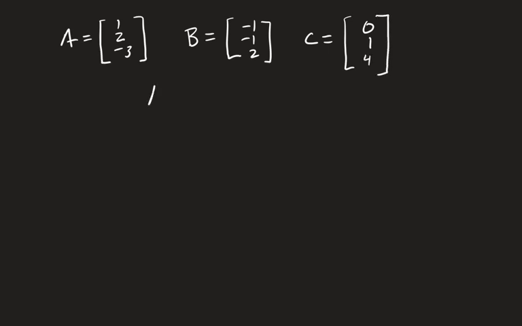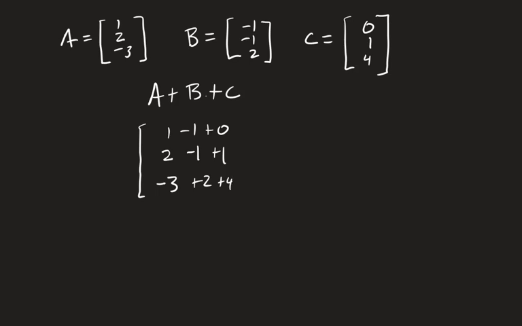And if I tell you to just add A, B, and C, you only need to do 1 minus 1 plus 0, 2 minus 1 plus 1, and then we have negative 3 plus 2 plus 4. And that's going to give you 0, 2, and then we have 3. So this is going to be the answer to that.